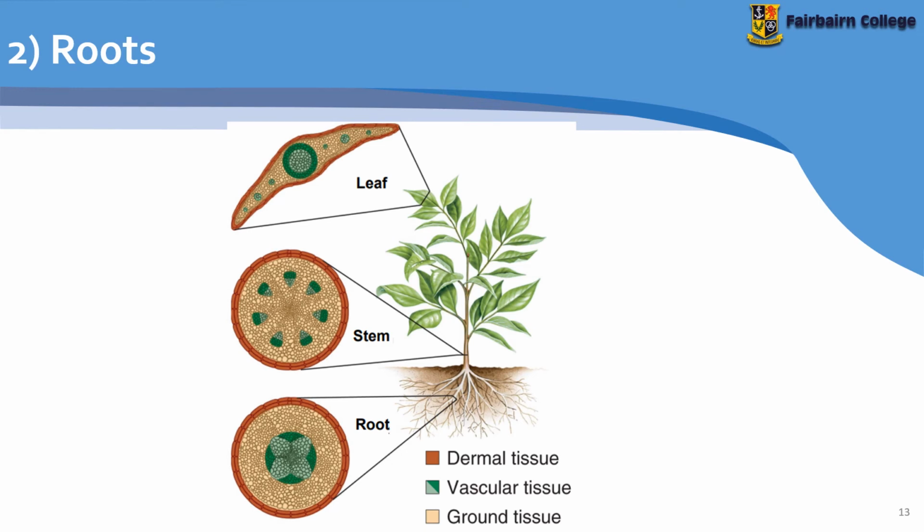So then moving on, we are going to have a look at the second organ, okay, and we're going to have a look at roots. So we're going to have a look at the cross section through a root, so we can see the different tissues that are found inside of the root, okay, to perform its specific functions.